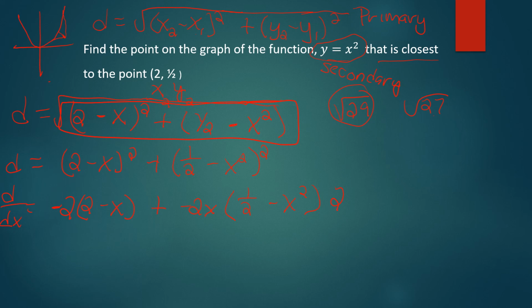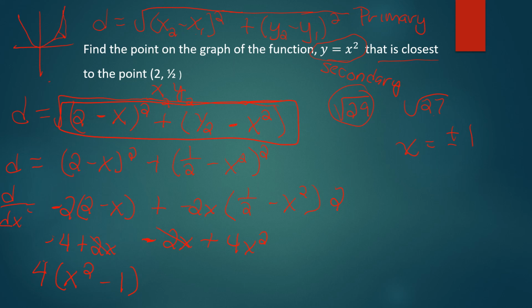Cleaning that up, I get negative 4 plus 2x minus, let's see, that's negative 4x times 1/2, which would be 2x, and then plus 4x cubed. 2x times 2 times x squared. And they're both negative, that's why it's a plus. So the 2 x's cancel each other out. Oh, that's not so bad. I get 4x cubed minus 4. So setting my derivative equal to 0, I get x is equal to plus or minus 1.